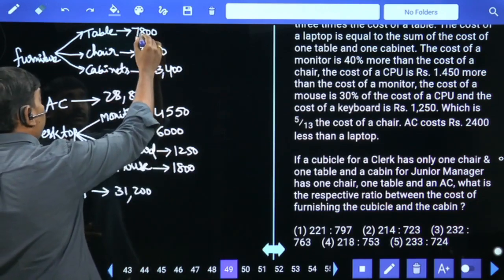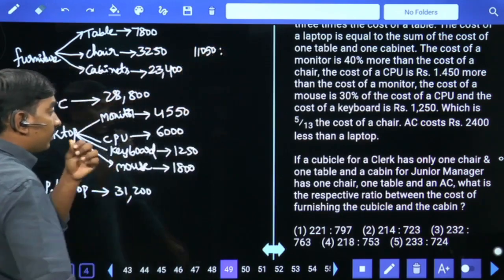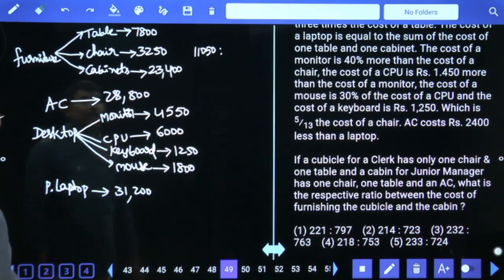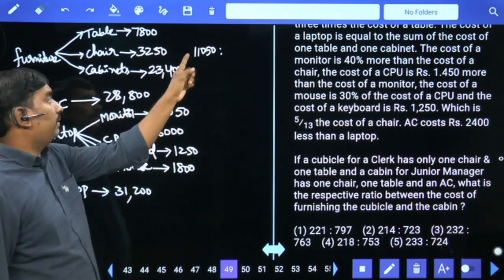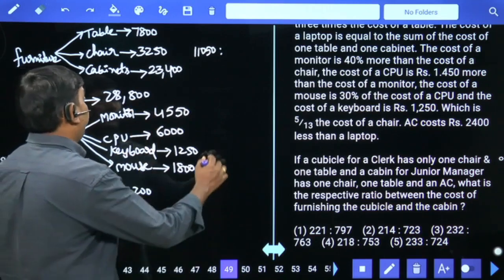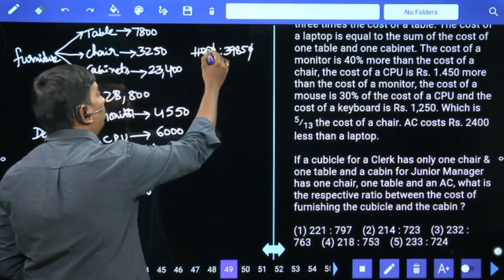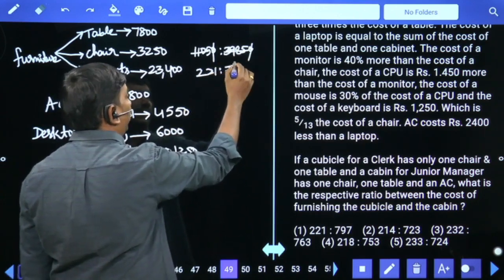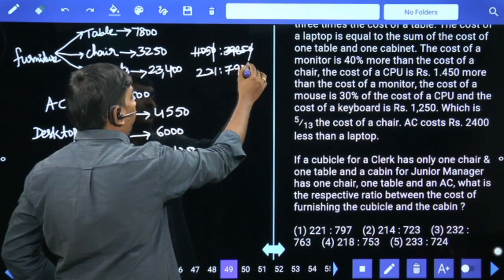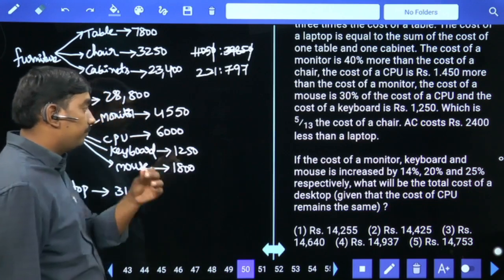7,000, 3,000, 10,000, 800, 200,000, 11,050. And manager has chair, table total 11,050 and AC 28,800. 28,000 plus 11,000, 39,850. 5, 221 times 5 7s are 35, 5 9s are 45, 5 7s are 35. 221 is to 797, first option. Next.